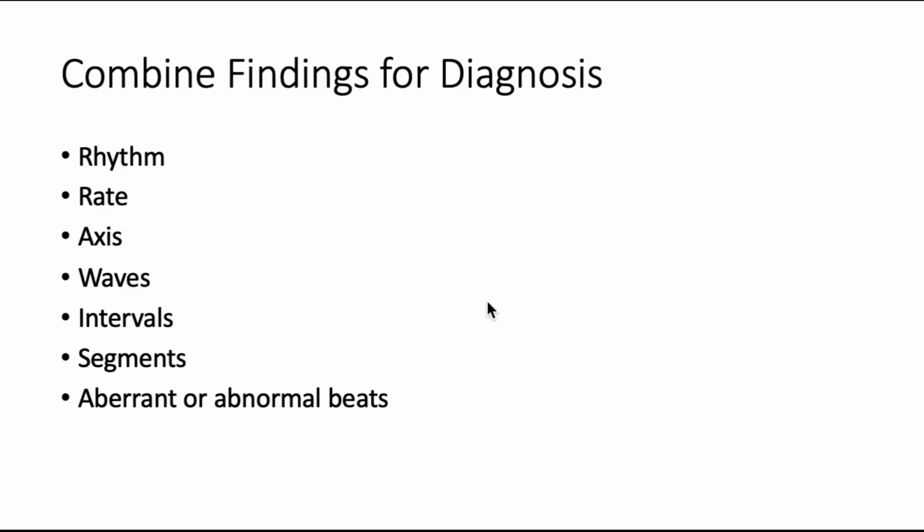So that's the end. We looked at the rhythm, we looked at the rate, axis, the waves, the intervals, the segments, and then determining if those abnormal or aberrant beats are something that we need to be concerned about. Now, I know that we went through a lot, and if you did exactly every single measurement on every EKG you ever looked at, every single strip, you would be there forever. The point is, get used to this pattern. You should be able to do this fairly quickly by eyeballing and saying, I can tell that that's upright, I can tell that that's normal or abnormal, and then you can combine those findings to form a diagnosis at the end.